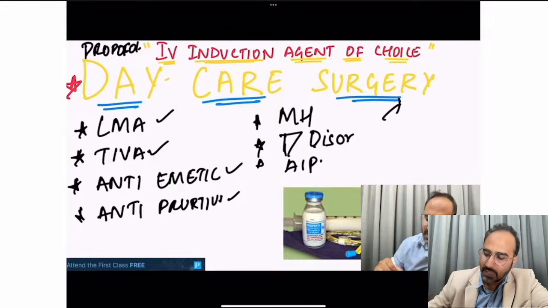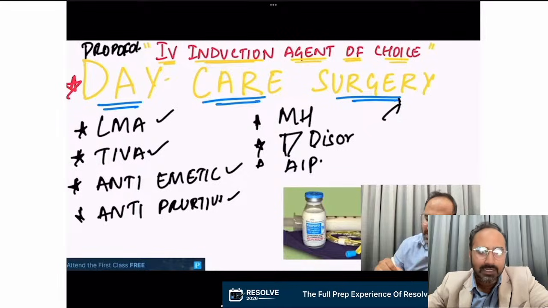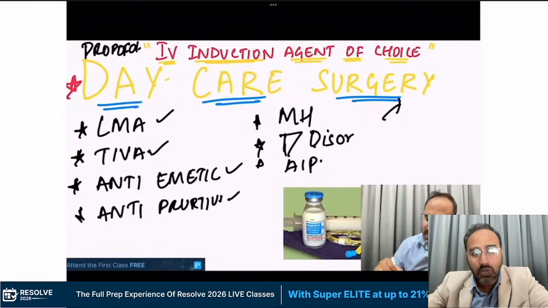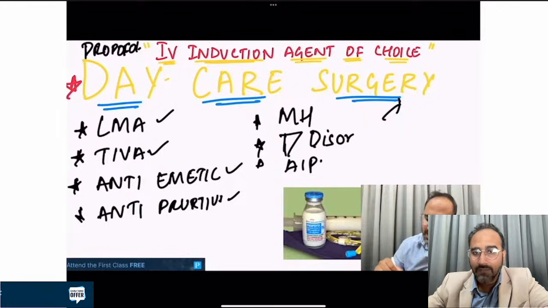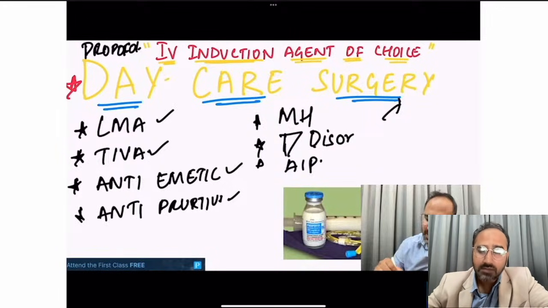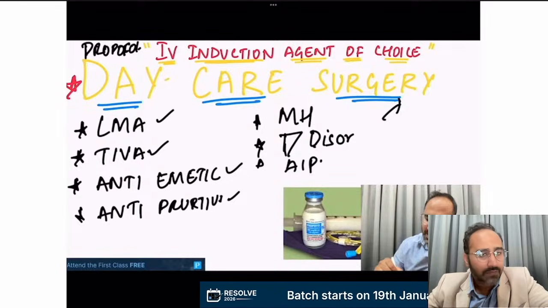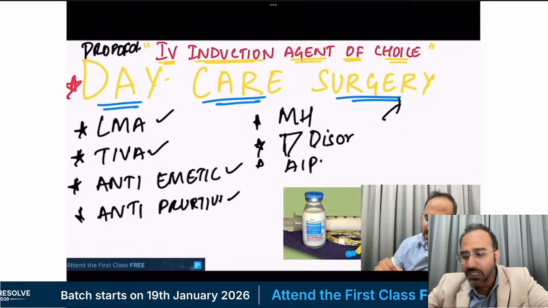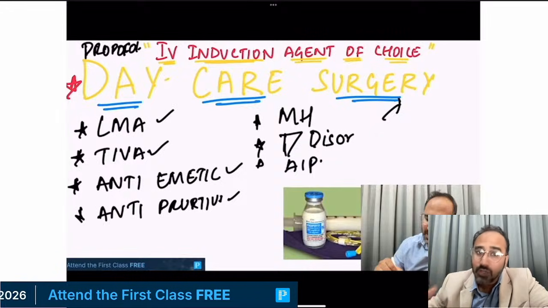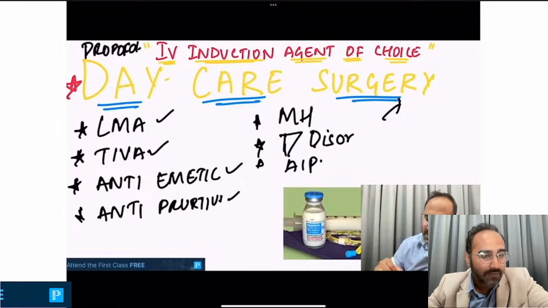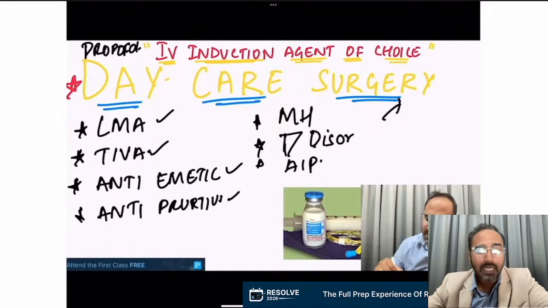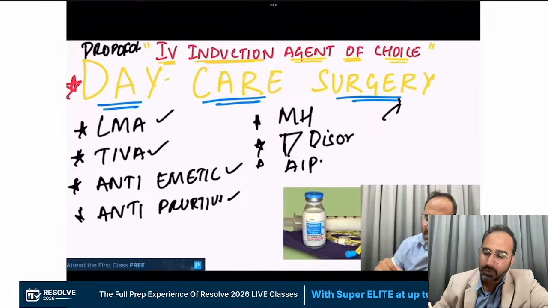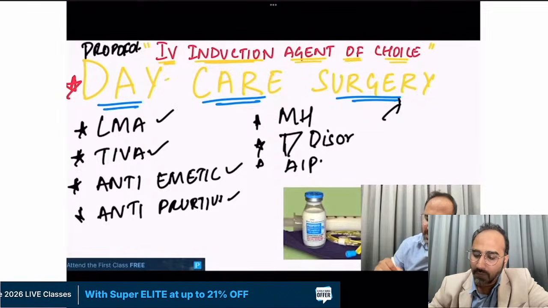propofol. Again, going back to our marathon slide or the LRR slide, where I have already told you the IV induction agent of choice for daycare surgery. Propofol, you have to remember. You get propofol, as it has a short elimination half-life of 2 hours or less. We use it for daycare surgery, and related to propofol I have taught you many MCQs. It can be used for LMA insertion, it can be used for TIVA, and it has anti-emetic and antipruritic properties. It is also used in malignant hyperthermia, liver disorders, and acute intermittent porphyria.